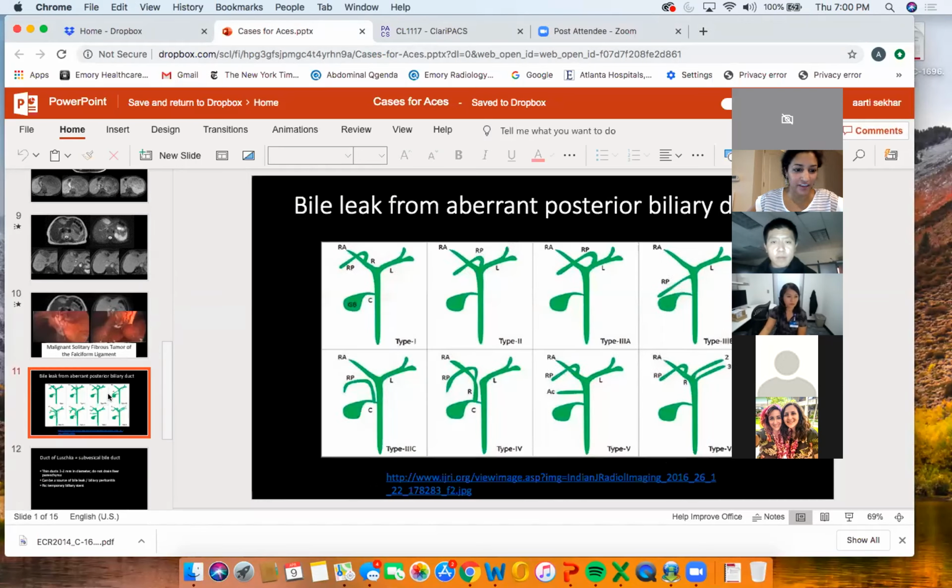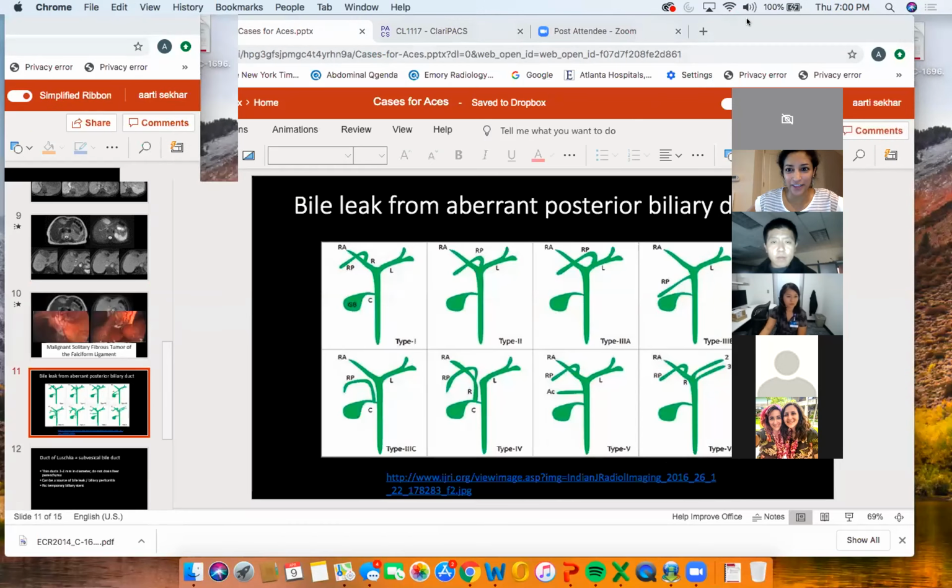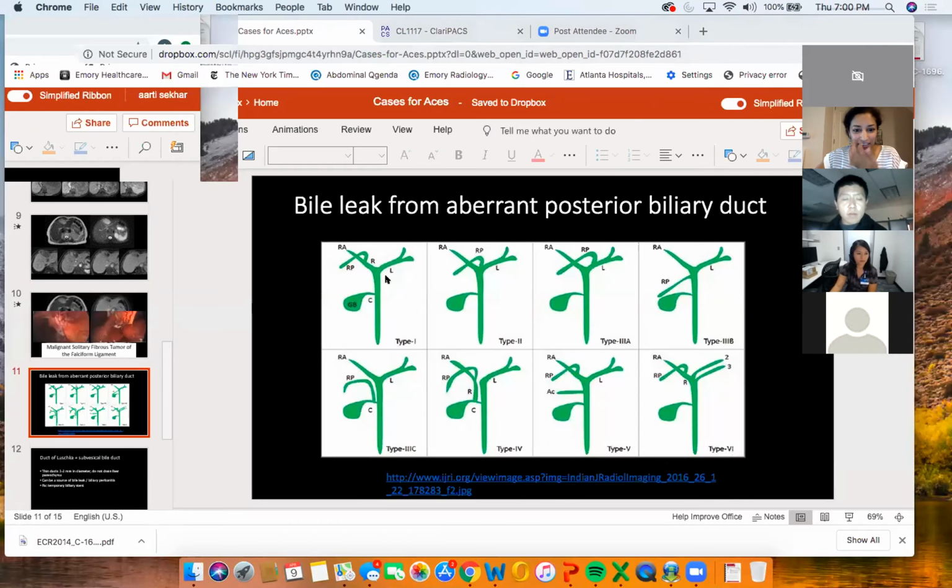Yes. Okay. So this is exactly what Nelly was talking about. The right posterior duct is the one that's the most aberrant. So this is normally where it joins, but there can be a confluence or triple confluence here where it goes right into the middle. It can cross over and insert onto the left duct.